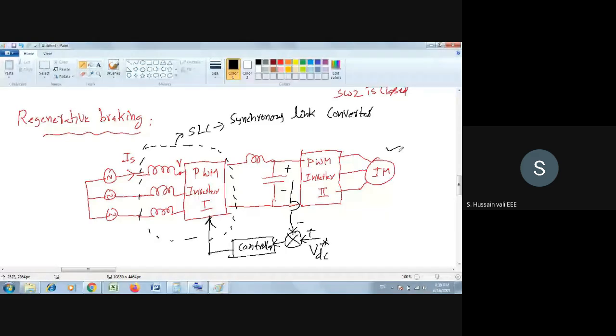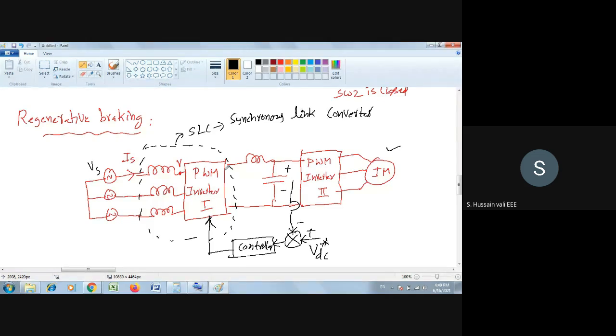It will be dissipated as heat in the resistor, which you have seen just now. Whereas in case of the regenerative braking, the energy which you collect from the induction motor will go directly to the source. This is the source voltage. So it goes directly to the source, or you are collecting back the power from the induction motor. That's called regenerative braking.